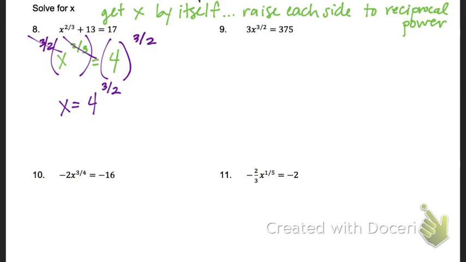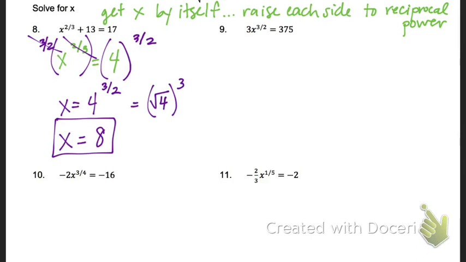But I'm not done because I want to solve it out. So I would do the square root of 4, which is 2. And then 2 to the third power is 8. Wait, say that again? So I rewrite this as the square root of 4 to the third power because I put the denominator here and then the numerator goes on the outside. Where's the 2? Square root means 1/2.